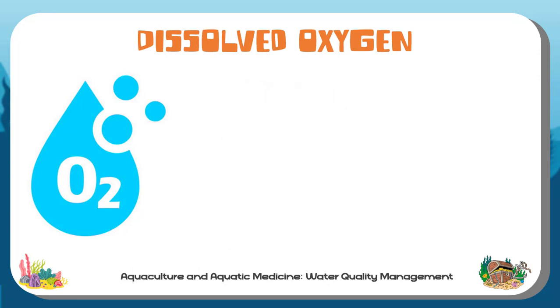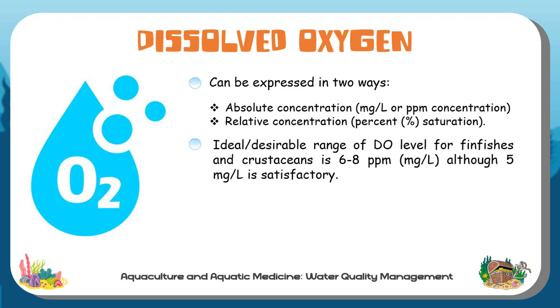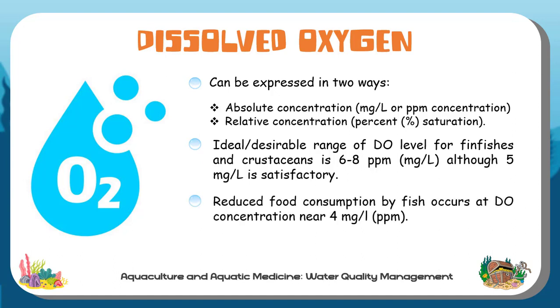Dissolved oxygen in the water can be expressed in two ways. First, the absolute concentration, which is milligrams per liter or parts per million concentration, and second, the relative concentration, which is percent saturation. Ideal or desirable range of DO level for finfishes and crustaceans is 6 to 8 parts per million, or milligrams per liter, although 5 milligrams per liter is satisfactory. Reduced food consumption by fish occurs at DO concentration near 4 milligrams per liter, or parts per million.